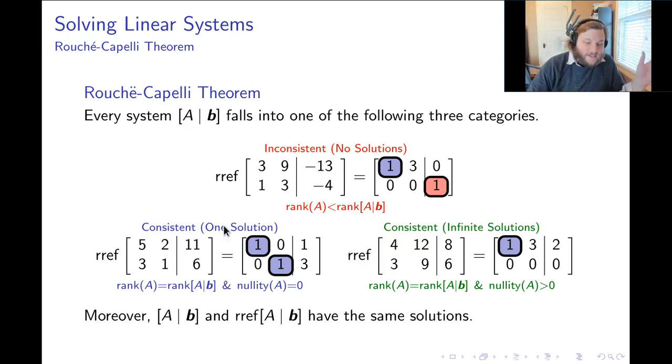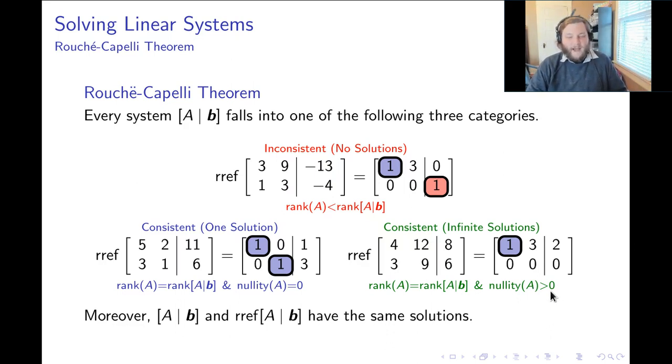Either we're consistent with one solution, meaning that in the reduced row echelon form, we do not have free variables, meaning that the nullity of the coefficient matrix is 0. Or we're consistent with infinitely many solutions, meaning that we have free variables in the reduced form, and consequently the nullity is greater than 0.